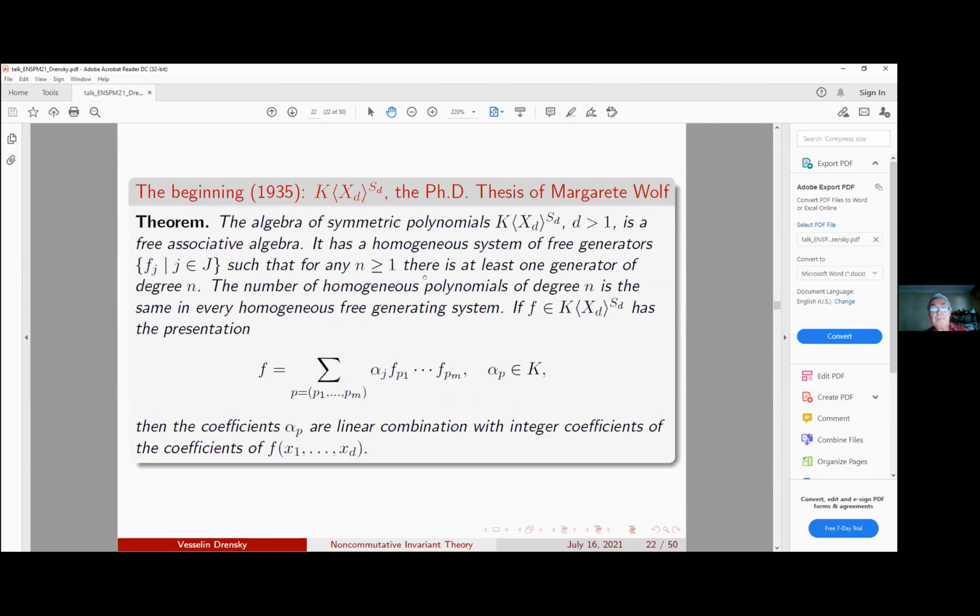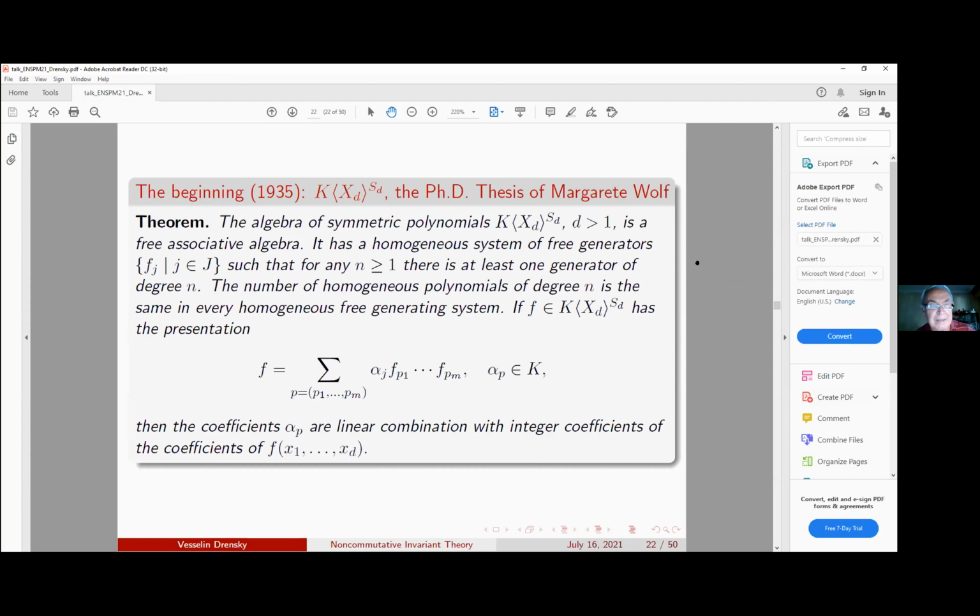So, if you look for the origins of non-commutative invariant theory, I would say that Margarete Wolf, in 1935, in her PhD thesis, studied the symmetric polynomials in non-commuting variables. And I'll mention one theorem for this. There is also a paper published a year later. So the algebra of symmetric polynomials in non-commuting variables, of course, you assume that you have more than one variable, is a free associative algebra. So there are no relations.